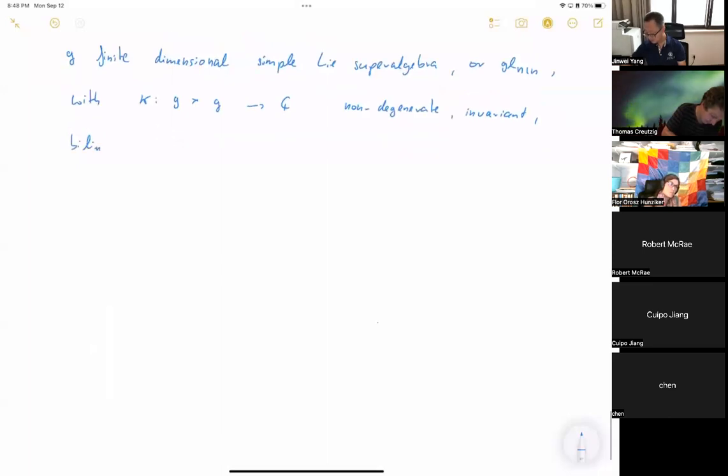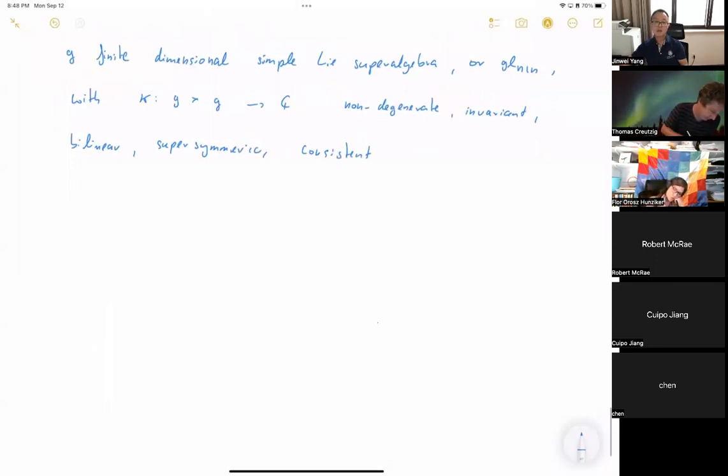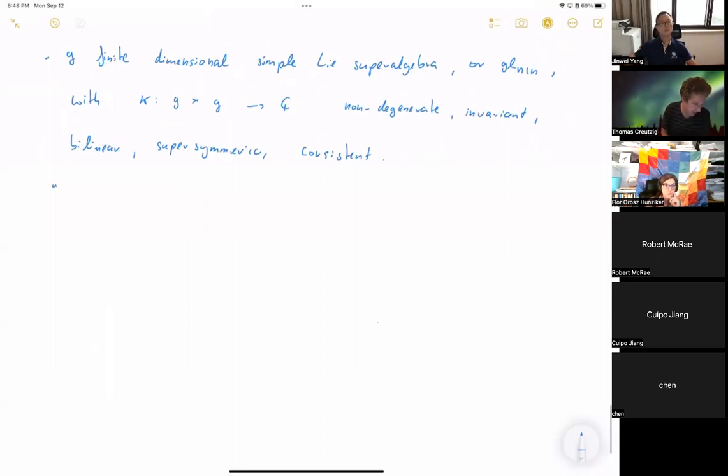Bilinear. It has to be symmetric. So if it's super, you call it supersymmetric. And if it's super, you also want it to be consistent. Consistent means you want the pairing of an odd with an even element always to vanish. Okay, and now we fix a bit of standard data. So I just fixed now the standard details about the affine Lie algebra.